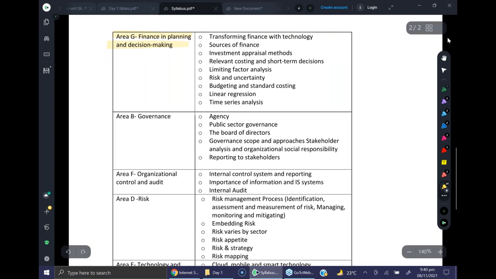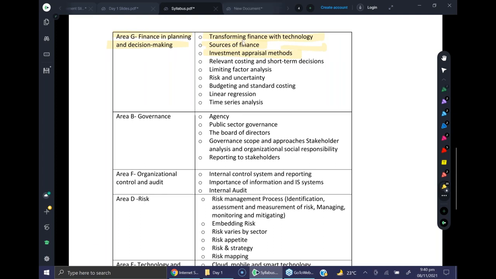You talk about use of technology within finance, sources of finance, for example, debt versus equity. You should know the pros and cons of both. Investment appraisal methods like NPV, right? Payback period, discounted payback period, time value of money concept. You might have to talk about that a little bit.